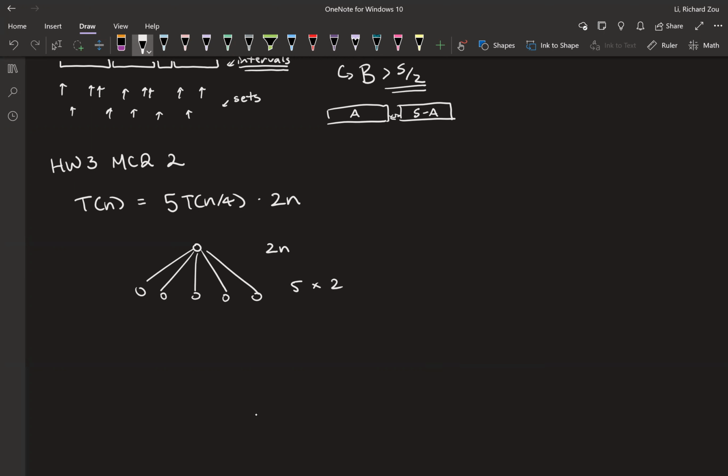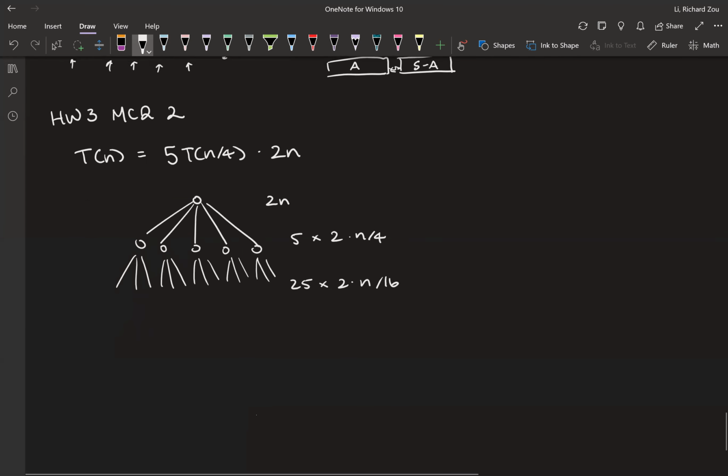So 2 times n over 4. And this splits into more children, right? Each one has 5 children, so now we have 25 children times 2 times n over 4 twice, so 16. And let's stop, take a look at the pattern, right?